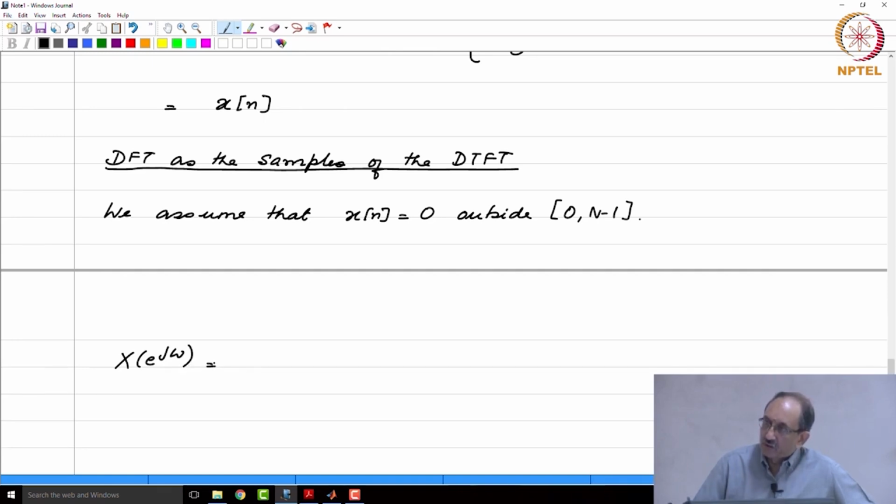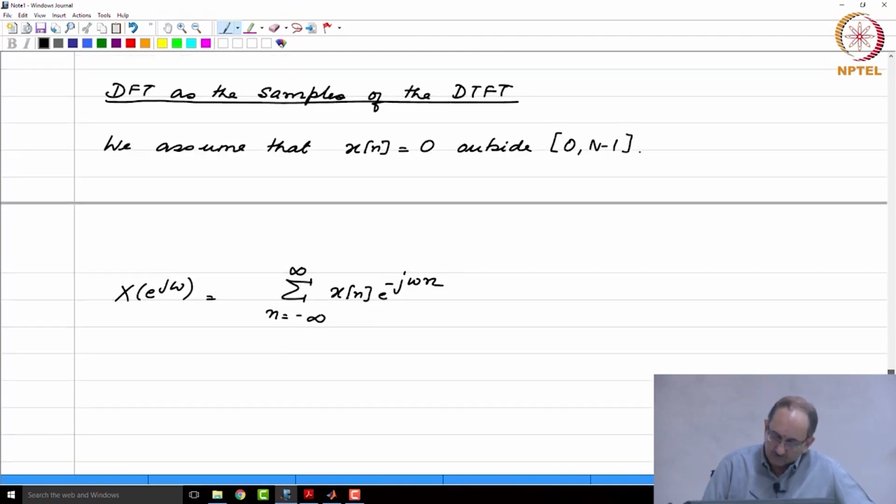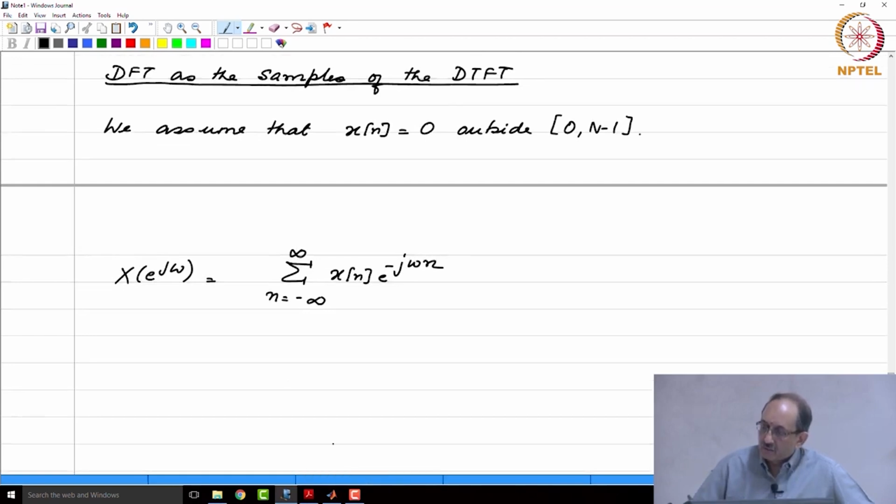So, X of e to the j omega by definition is the sum over n going from minus infinity to plus infinity of x of n e to the minus j omega n. And this is where we are going to make use of the assumption that the data are 0 outside 0 to N minus 1. So now the summation collapses to 0 to N minus 1, because x of n is 0 outside this interval.